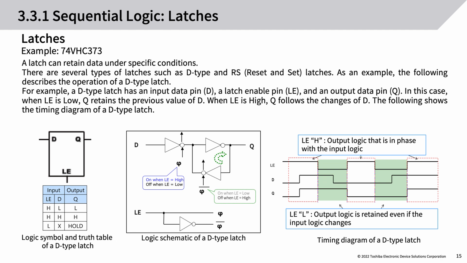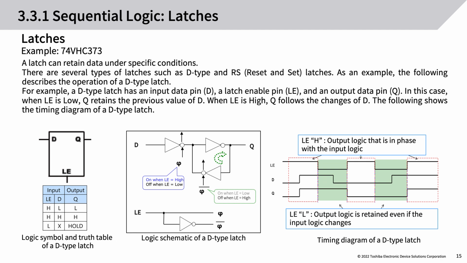Sequential logic, latches. A latch can retain data under specific conditions. There are several types of latches such as D-type and RS (reset and set) latches. As an example, the following describes the operation of a D-type latch.